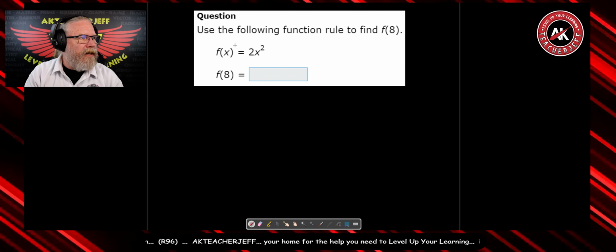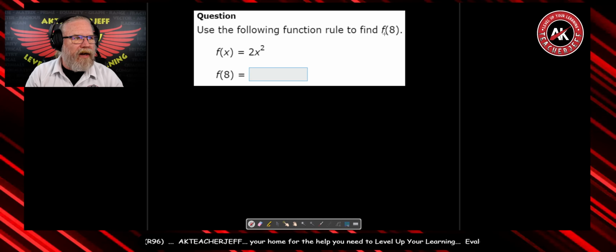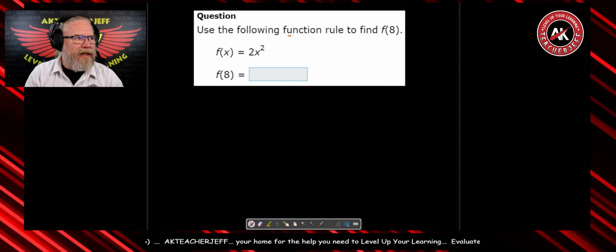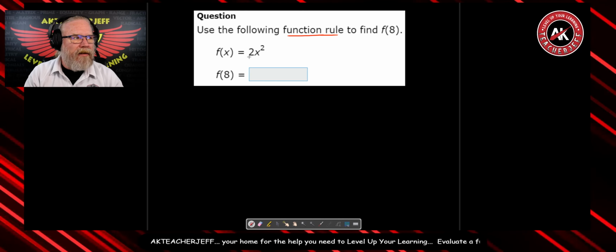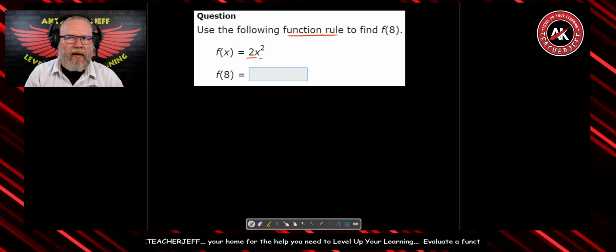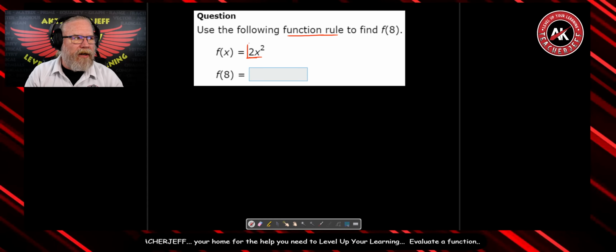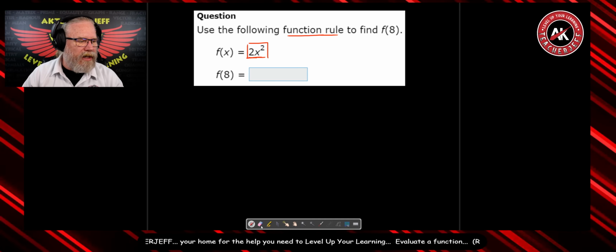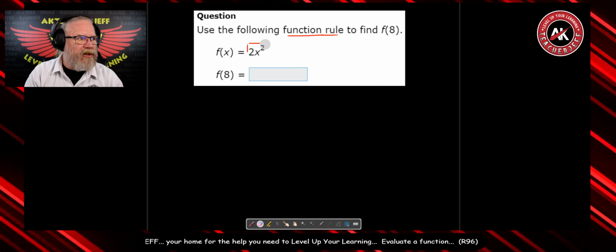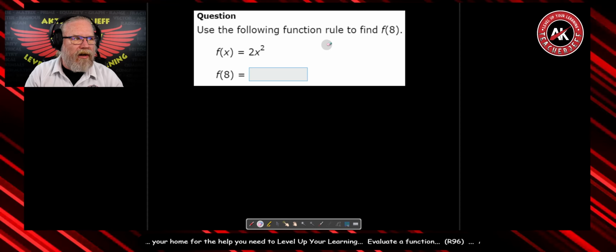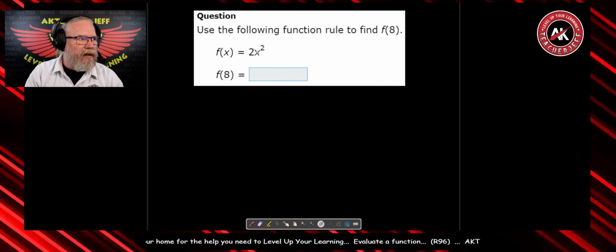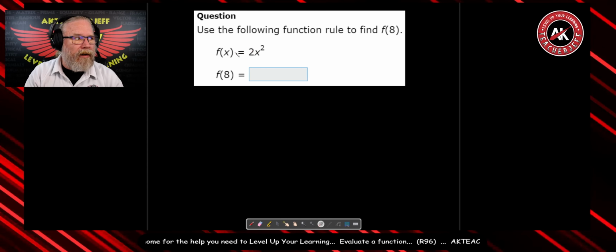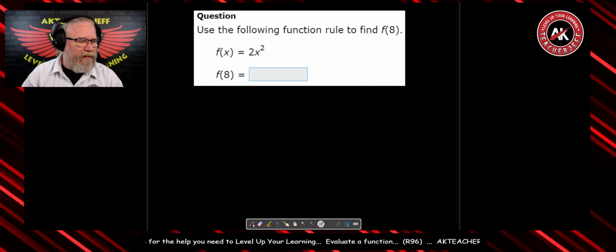Looking at the next slide, use the following function rule to find f of 8. This idea of function rule, that's just basically the equation, right? Or that is to say the expression, what's on one side of the equal sign. So whenever they talk about a function rule, they are basically just talking about the equation that they're giving you on the other side of f of x.